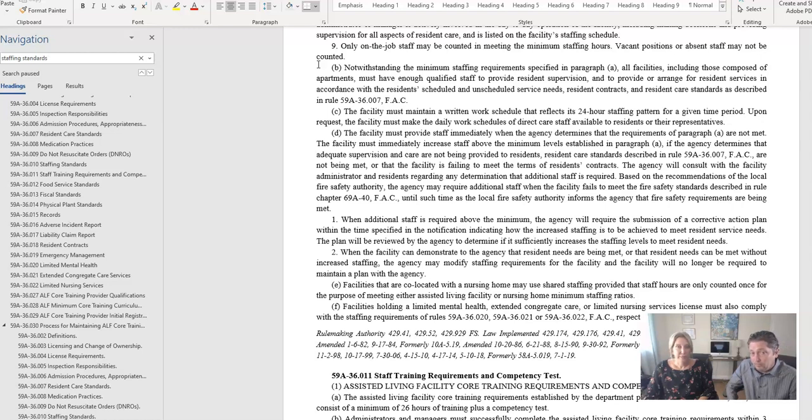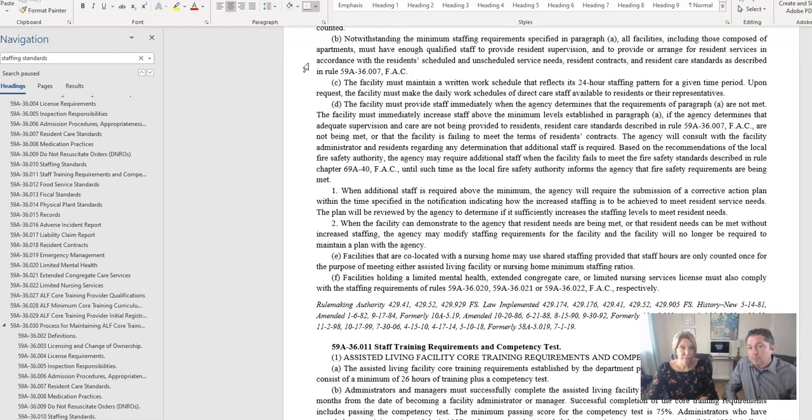Only on-the-job staff may be counted in meeting the minimum staffing hours. Vacant positions or absent staff may not be counted. So make sure that you always have that minimum hours documented as people who are actually there on the job working.